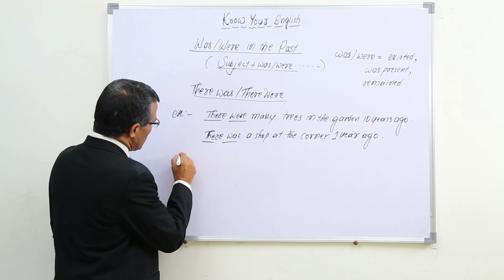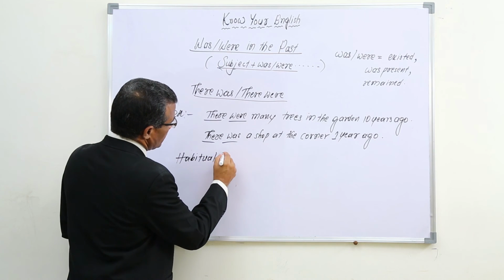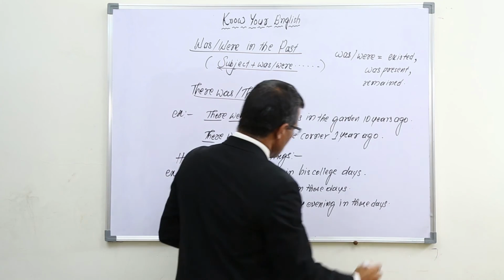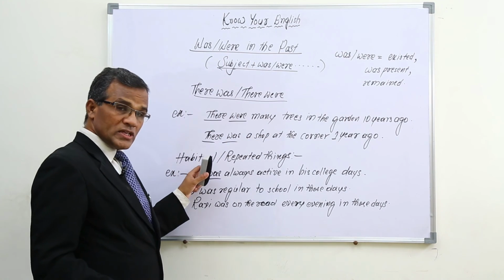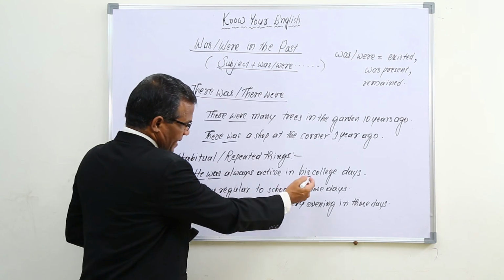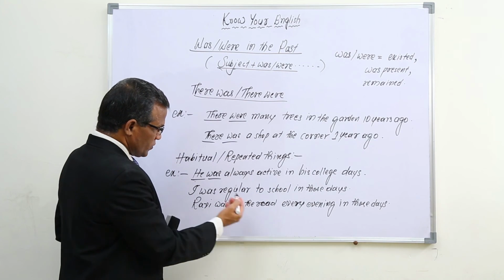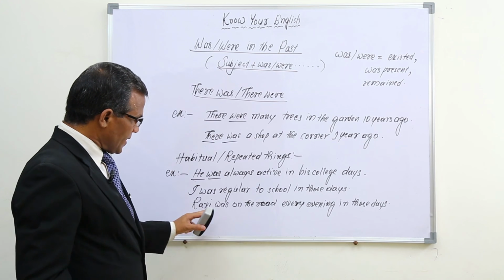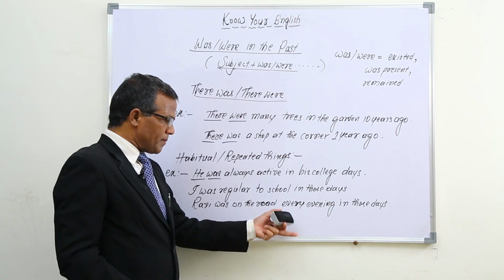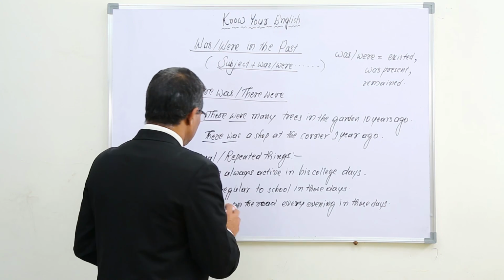And for habitual or repeated things also we use it. In this way we can talk about habits of a person or repeated things of a person. He was always active in his college days. It is talking about habit. I was regular to school in those days. It is also talking about habit. Ravi was on the road every evening in those days, so it is a repeated habit of a person also.